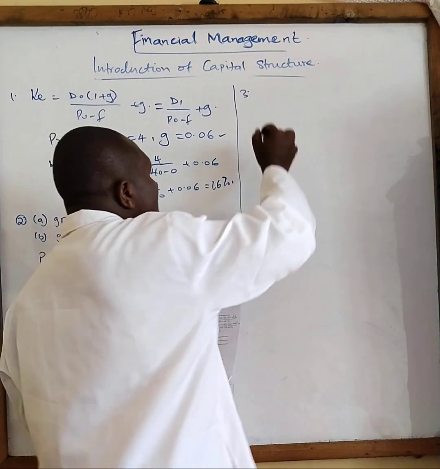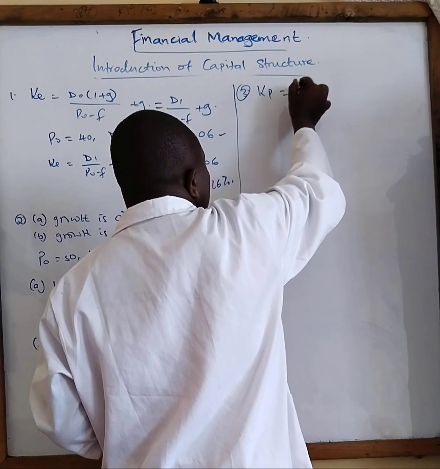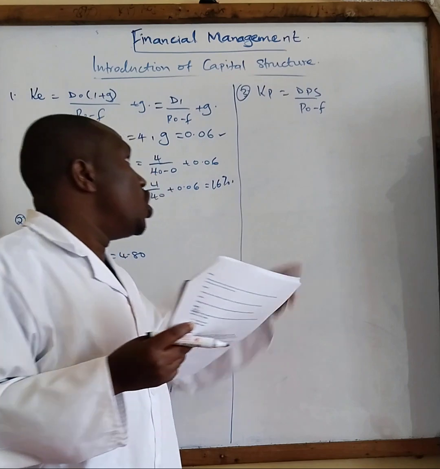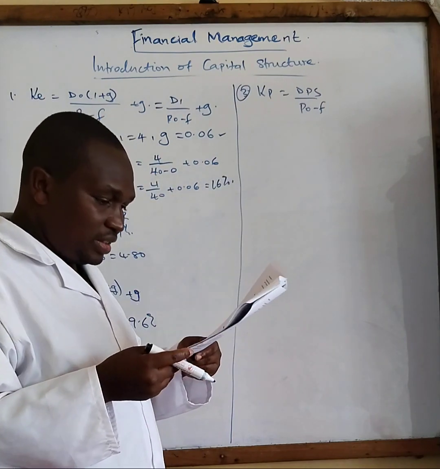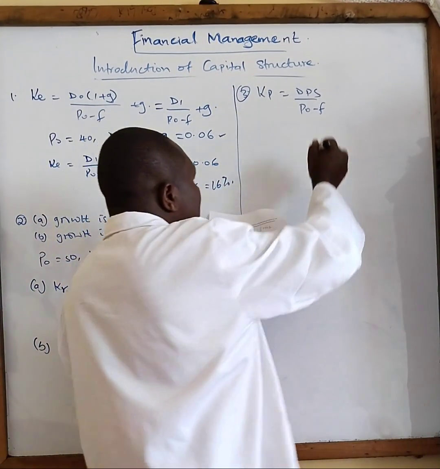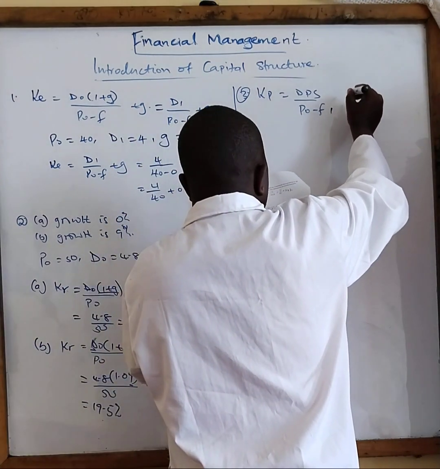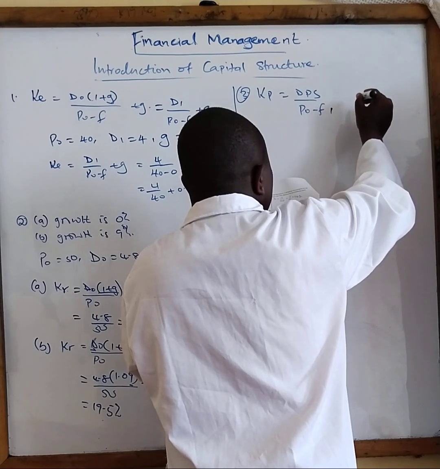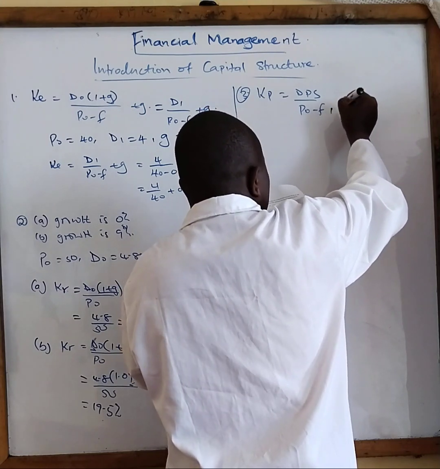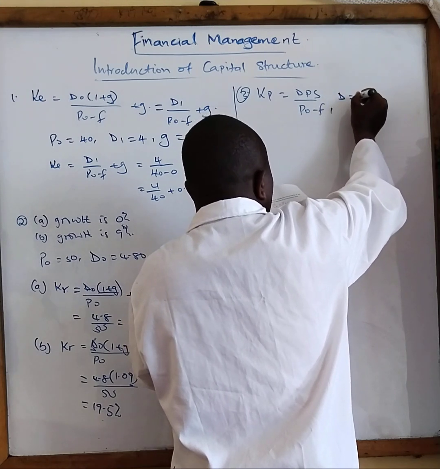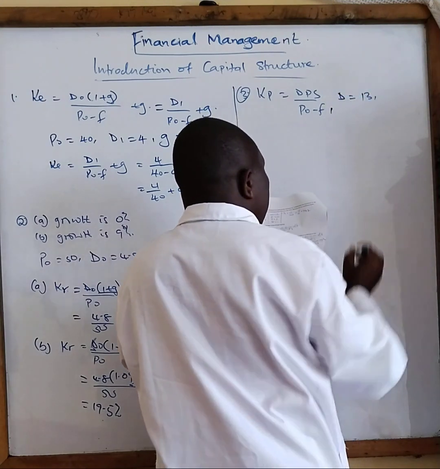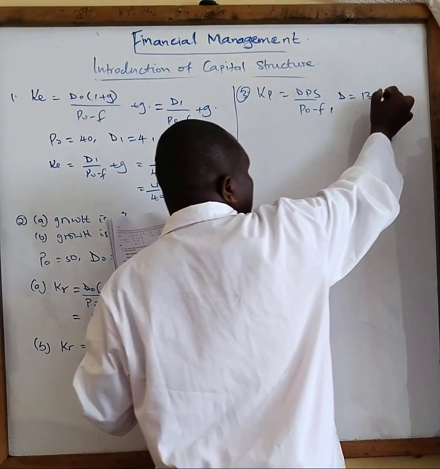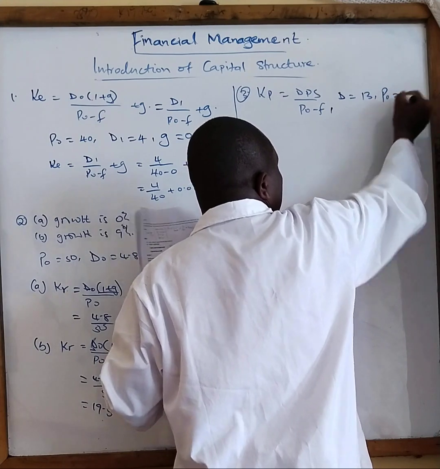So the cost of preference shares is given by DPS over P0 minus F. There is no growth here. Let's extract information. Jubilee Company has preferred stock that pays 13 shillings dividends, which means D is equal to 13 shillings, and sells for 100, which is the market price, P0. So P0 is equal to 100 shillings.